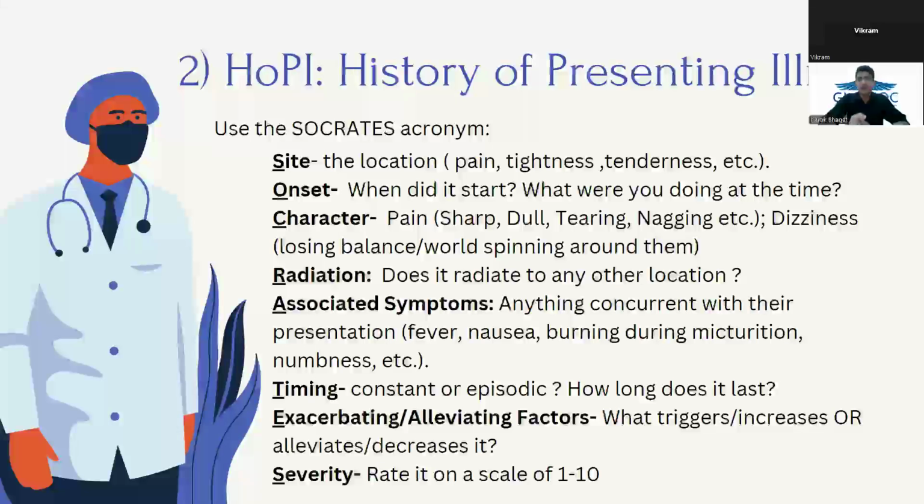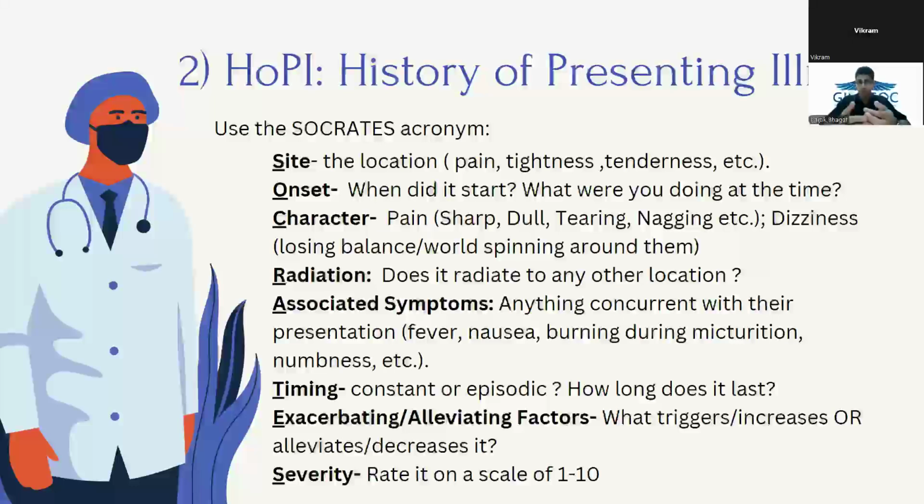But let's say they come to you with dizziness. You can't use site for dizziness. Like, where do you feel dizzy? You just feel dizzy. That's it. When did it start? Onset? Yes, you can ask questions like these. So, depending on the presenting complaint, the use of the SOCRATES acronym can change. That's the overall point of what I'm trying to tell you.